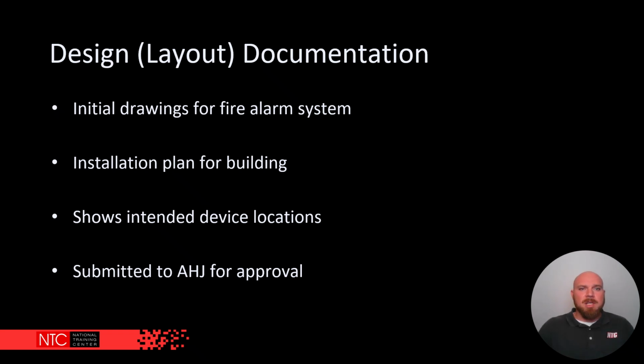Your design documentation is going to provide us with the initial drawings for the fire alarm system, our very first look at what this system potentially is going to be. We're also going to be utilizing that documentation for planning for the installation within the building itself. This documentation shows the intended device locations. We submit our design documentation to the AHJ to get approval to do our work.